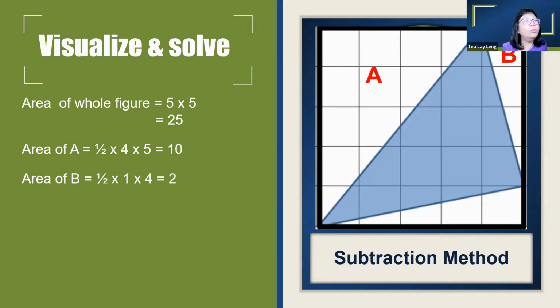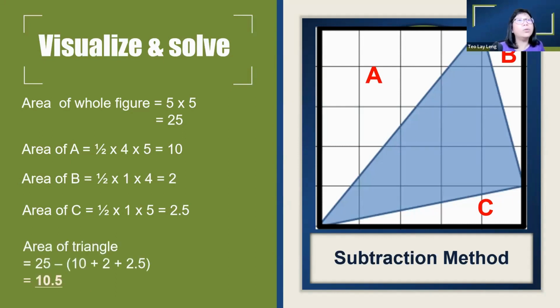Then move over now to find what is the area of the right angle triangle C, which is at the bottom, and you will realize that that will give you half times 1 times 5, an area of 2.5. Then we can now go ahead and solve what is the area of this shaded blue triangle? Simply by taking 25 to subtract the total of 10, 2, and 2.5. And that will give us an answer of 10.5. Hence, this blue triangle has an area of 10.5 square centimeter.